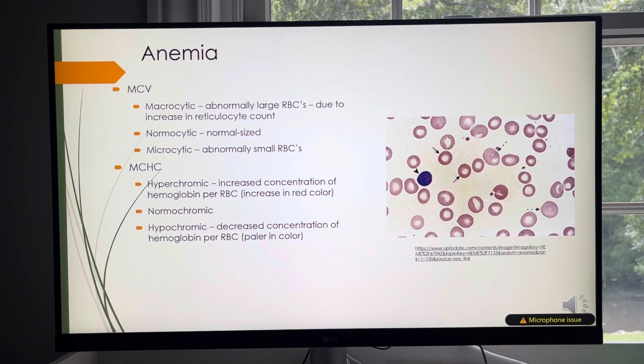So when you diagnose a patient with anemia, you have to diagnose the type of anemia. Generally, macrocytic goes hand in hand with hyperchromic. Microcytic goes hand in hand with hypochromic. So we need to determine what are the underlying causes of microcytic hypochromic anemia, and what are the underlying causes of the other two?